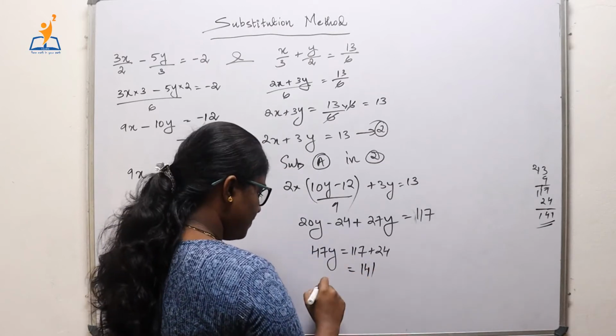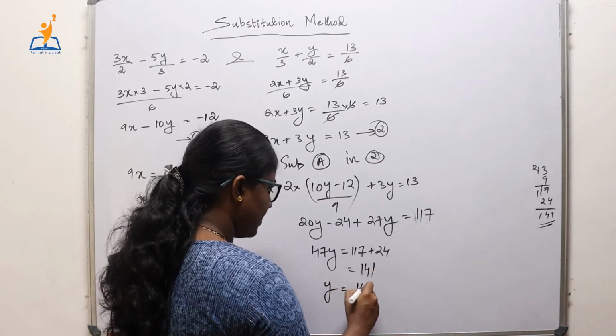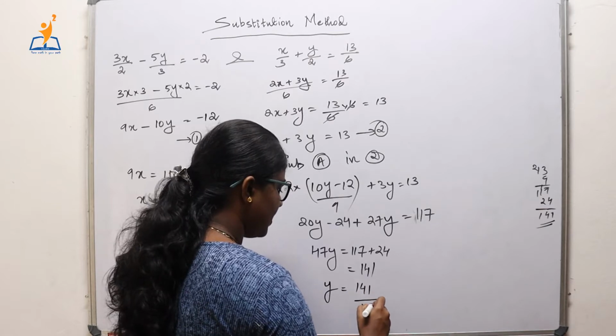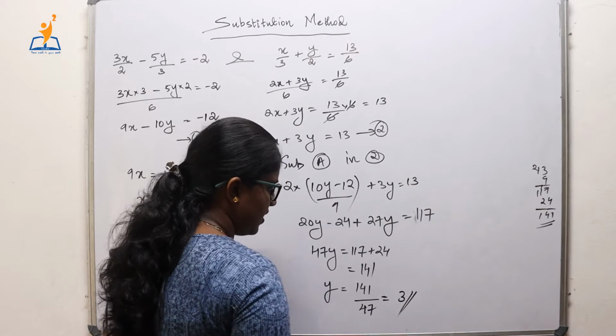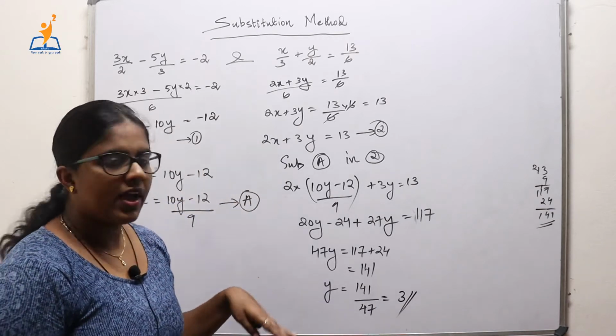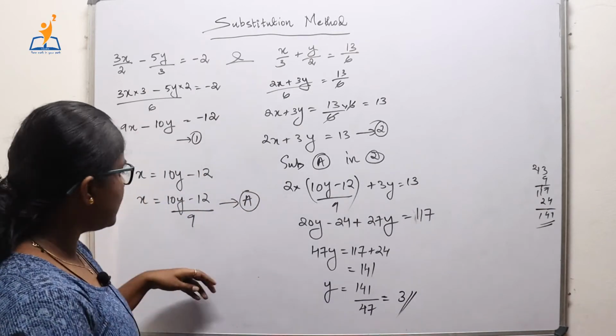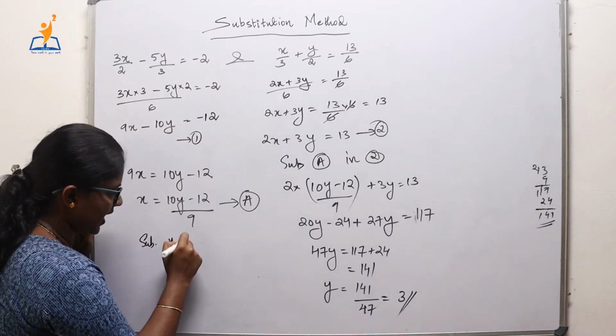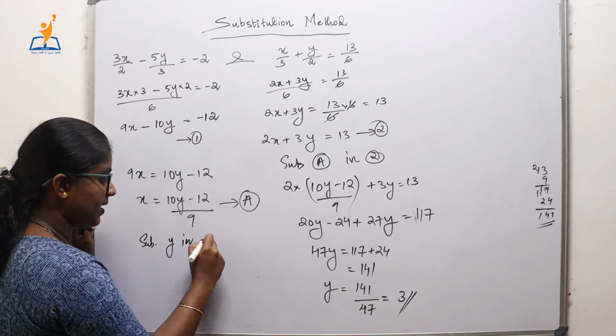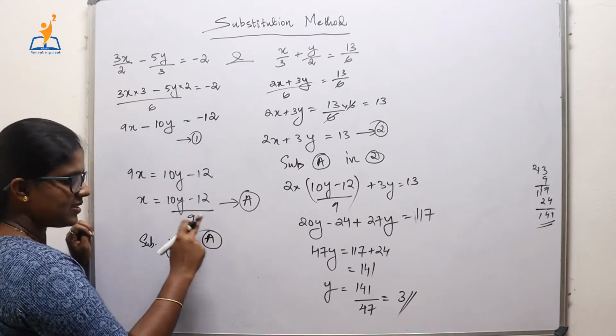141. Now y is equal to 141 divided by 47, and that is 3. So we got y as 3. Now we want to substitute y in equation number A. That y is 3.